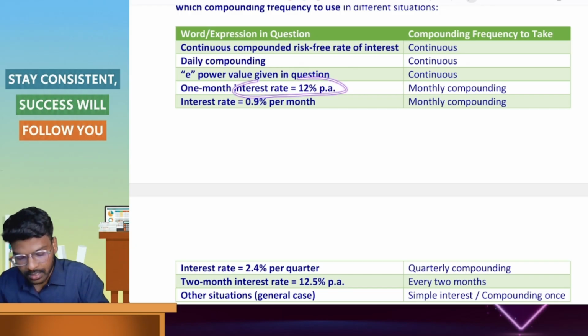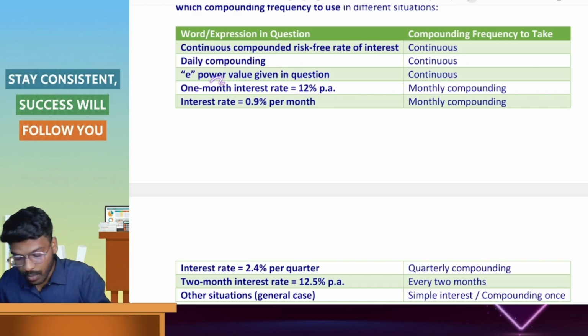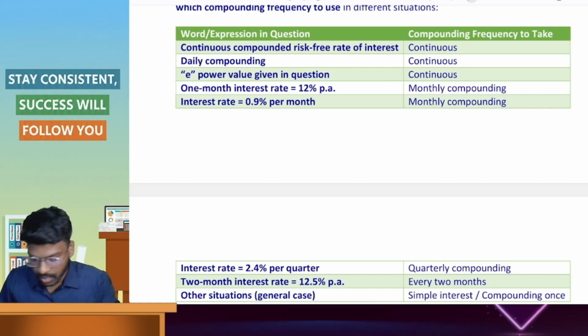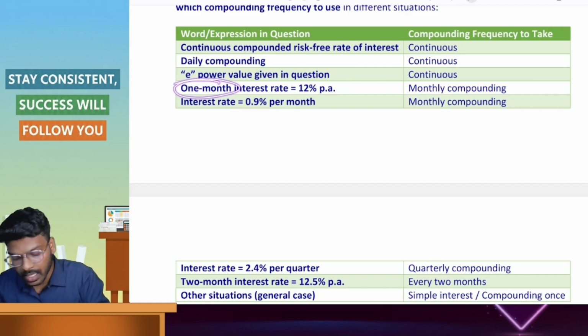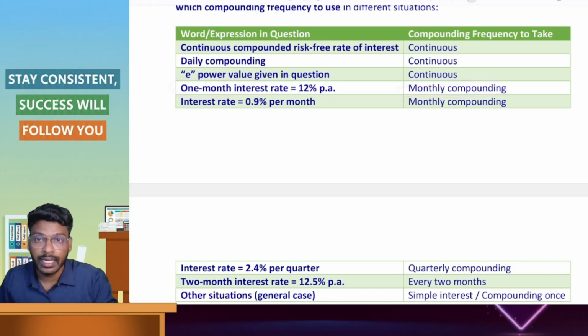1 month interest rate is 12% per annum. The words "1 month interest rate" are very important. It will be a monthly compounding. Okay. If the question says 1 month interest rate equal to 12% per annum, it is for a per annum, but compounding will happen on a monthly basis. It is a hint given in the question that we have to use.